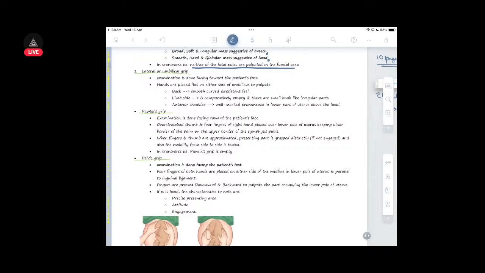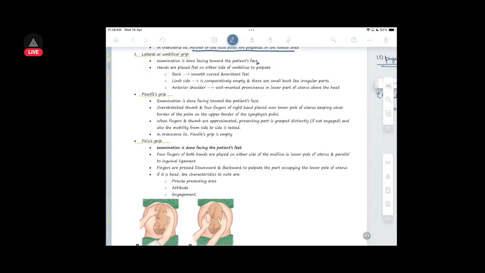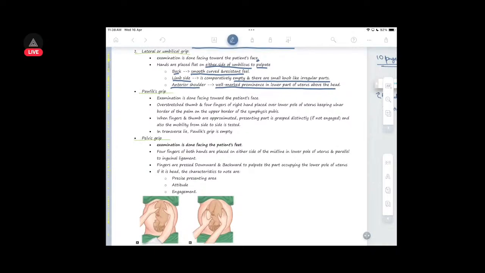So lateral or umbilical grip examination is done while facing the patient's face. Hands are placed flat on either side of the umbilicus. Palpate the back, which is smooth, curved and resistant to feel. The limb side is comparatively empty and there are small knob-like irregular parts. Anterior shoulder, you have a well marked prominence in the lower part of the uterus above the head.